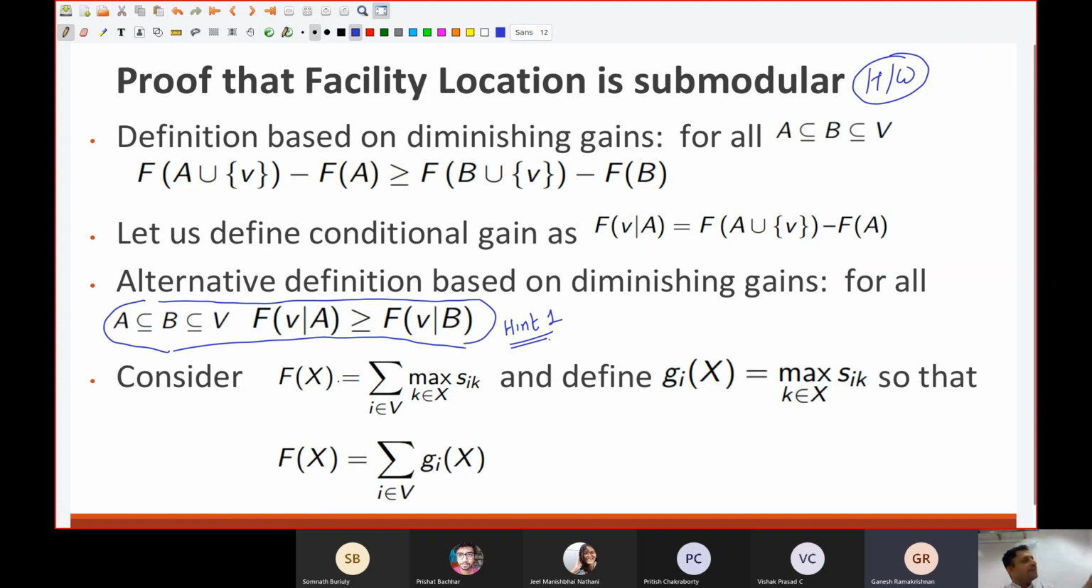was that you could look at f of X itself as a decomposition over the g_i's. We have already seen properties of submodularity: non-negative weighted sums of submodular functions are also submodular. So we said, why deal with the entire thing? Why not look at g_i for the ith point in V? What is the most similar point in the set X? So this was my hint 2. Was anyone able to use these two to prove it? It's not very difficult from these two. Can I show that g_i has diminishing gains? Did anyone try?